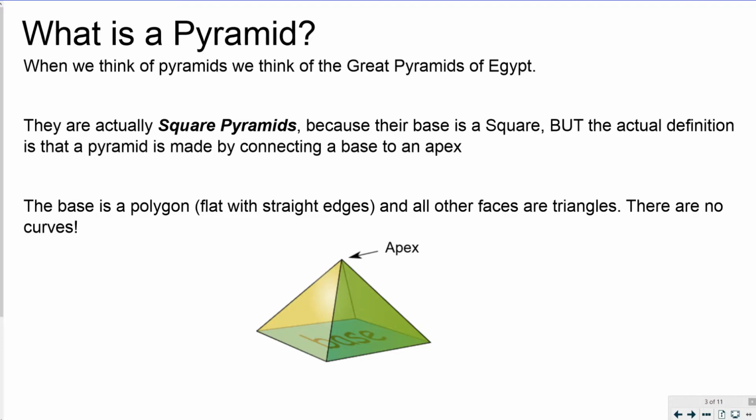And you can kind of see the two definitions here. I have base written on this pyramid, and then the apex is up at the top where all of the points meet. So this would be a point in three-dimensional space where all four sides of this pyramid meet. There are no curves in a pyramid.